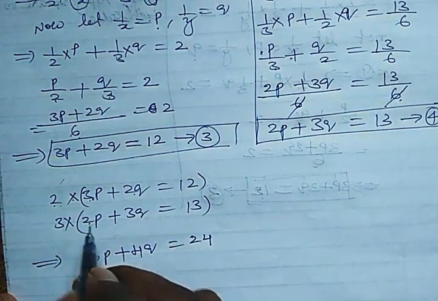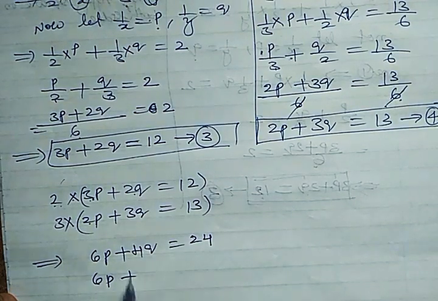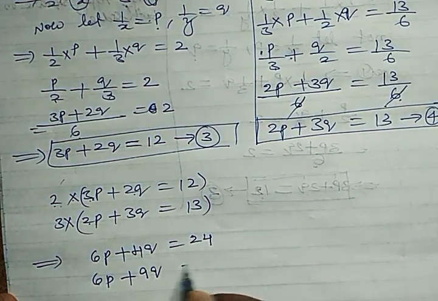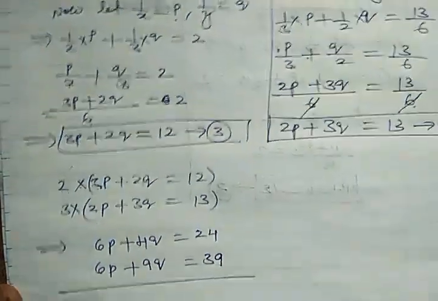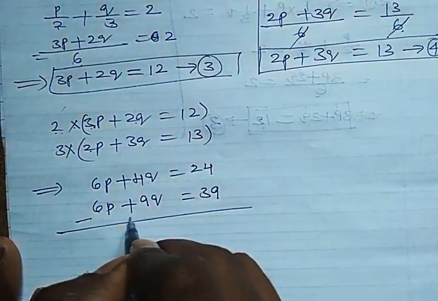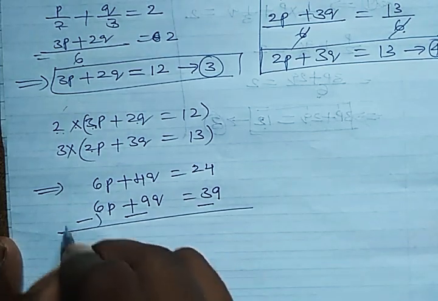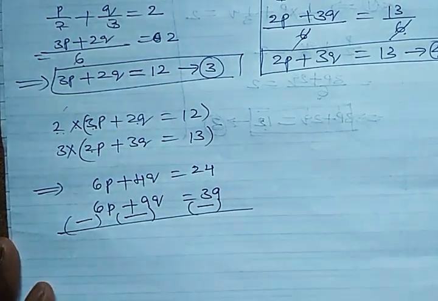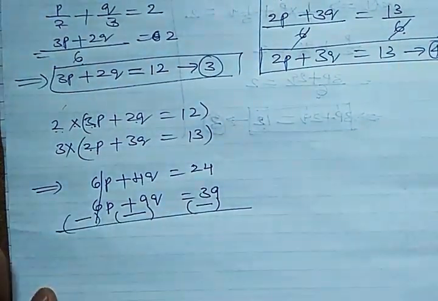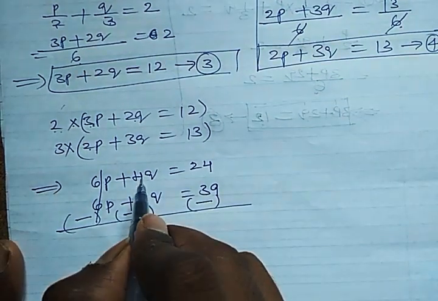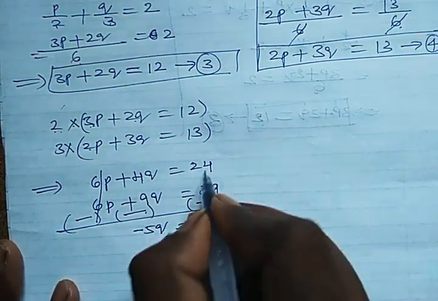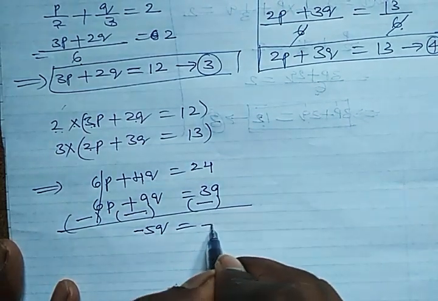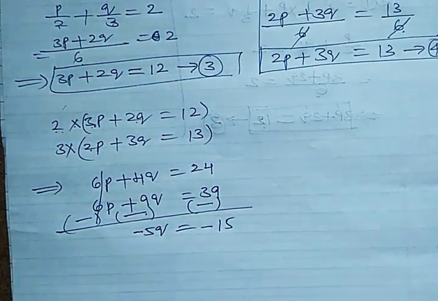And the second one is 3 2s are 6p plus 3 3s are 9q is equal to 3 13s are 39. Now we do the subtraction. Minus minus minus, all get subtracted, so all their signs get changed. These two get cancelled because of the same quantity. Now it is 4q minus 9q is minus 5q, 24 minus 39 is minus 15.